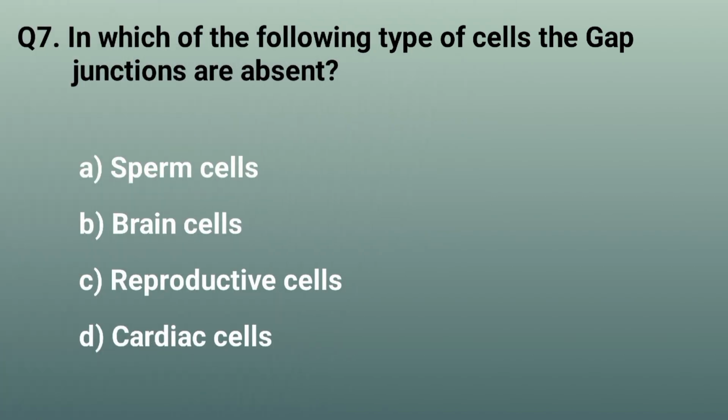Question number 7. In which of the following type of cells the gap junction are absent? Right answer is option A. Sperm cells.